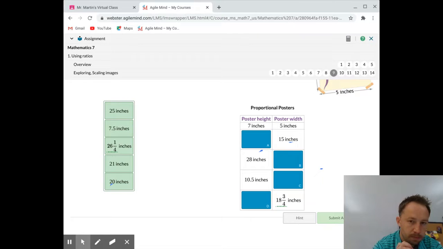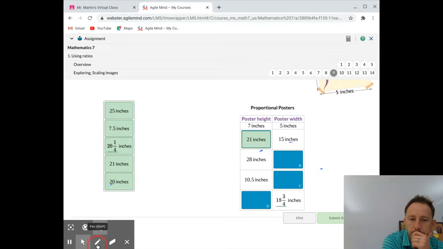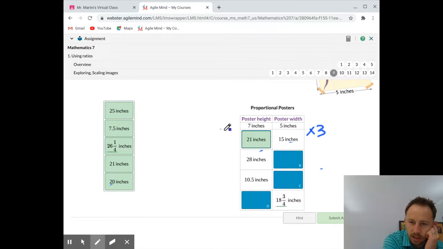Drag 21 under 7. All right, so he's thinking 21 under 7. What made you think that, Jamal? Because I multiplied by 3 because 5 times 3 equals 15, so I did the other thing. Perfect. I did the same thing at the same time. Good deal. So he knew 5 times 3 was 15, so 7 times 3 is 21. All right, so how could we find B, someone other than Jamal?